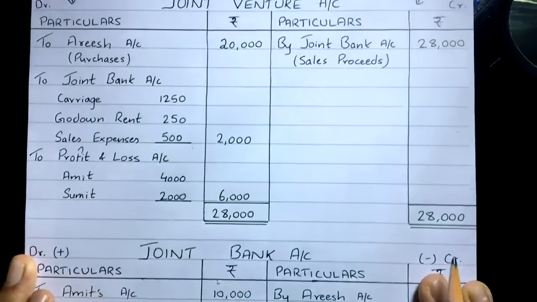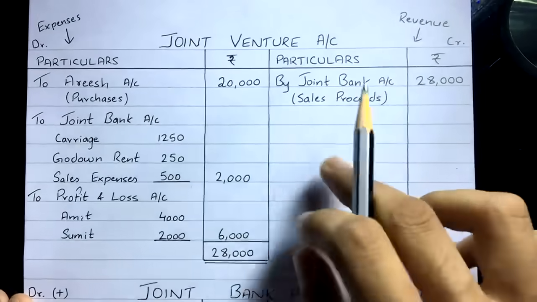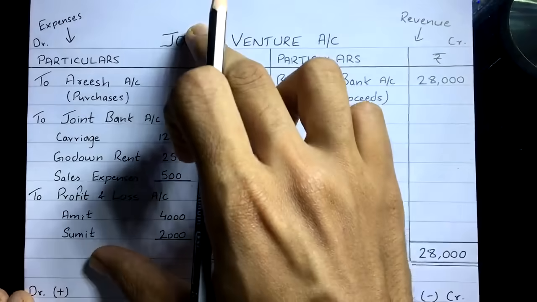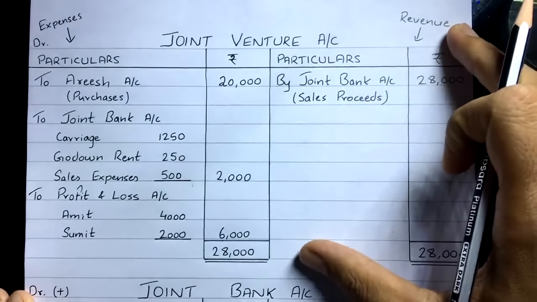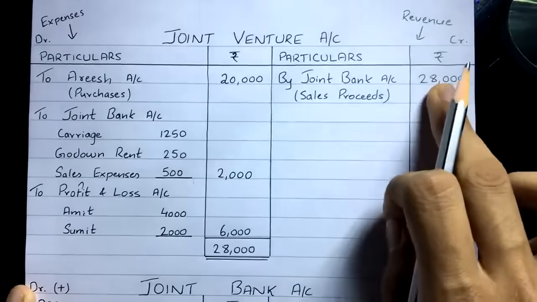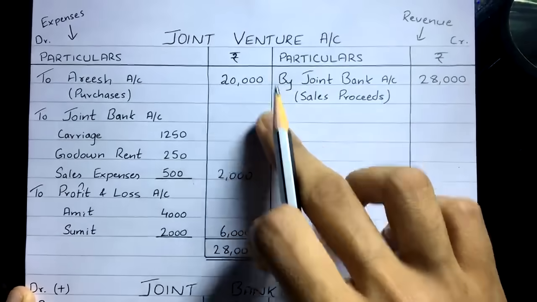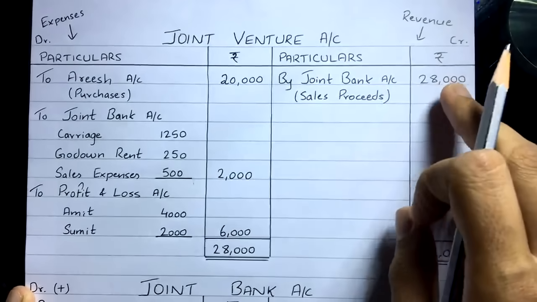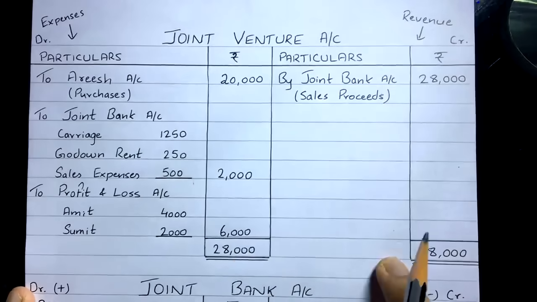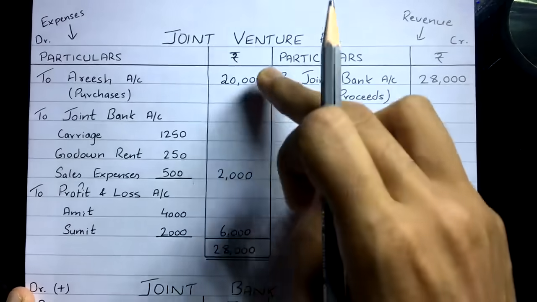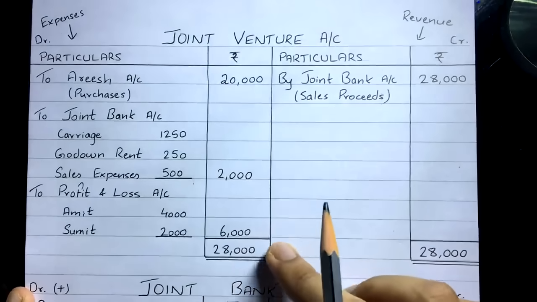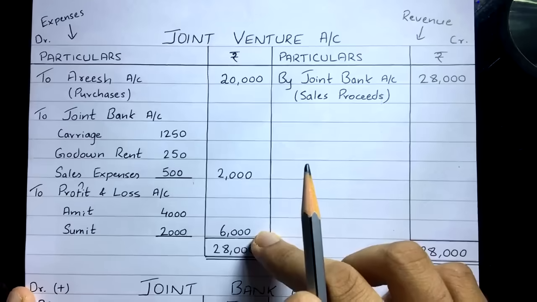And then you have to find out the profit or loss made by the joint venture. So this is revenue side, this is expenses side. If revenue side is more, that means there is profit. If expense side is more, that means there is a loss. But here you see 28,000, and here 20,000 and 2,000, that means this side is more by 6,000. So 28,000 you have to write on both sides, and subtract 22,000 from it, you will get 6,000 profit.